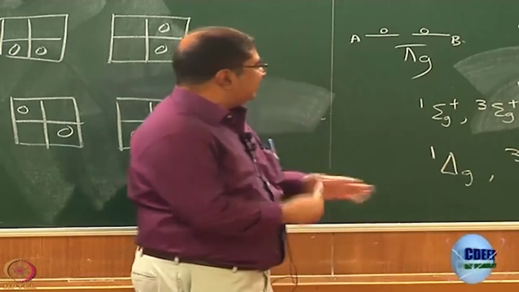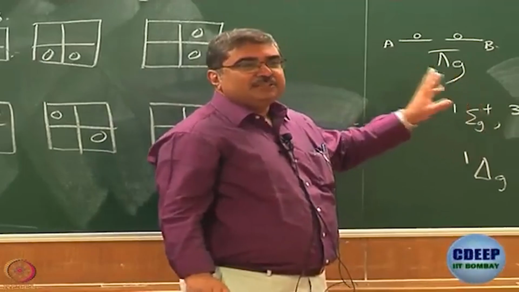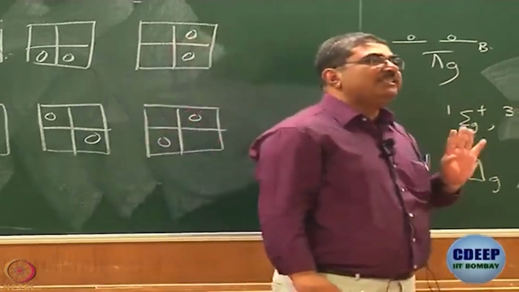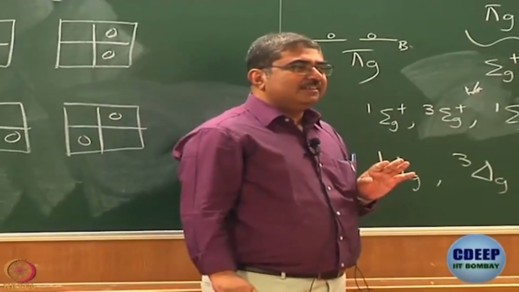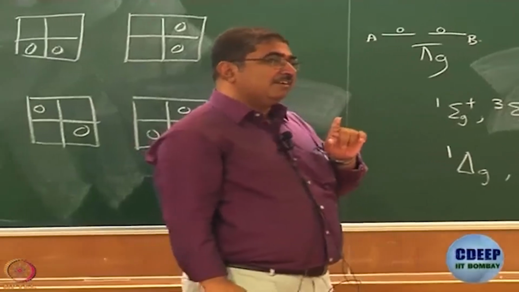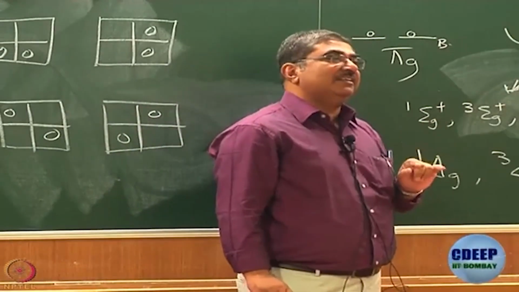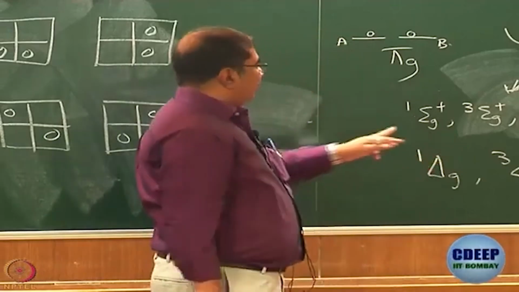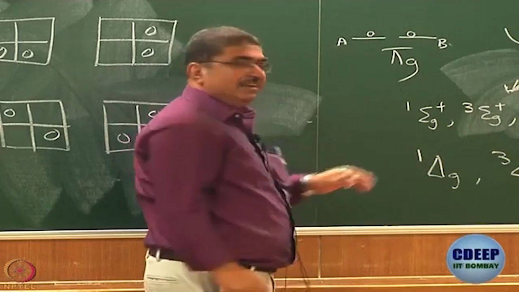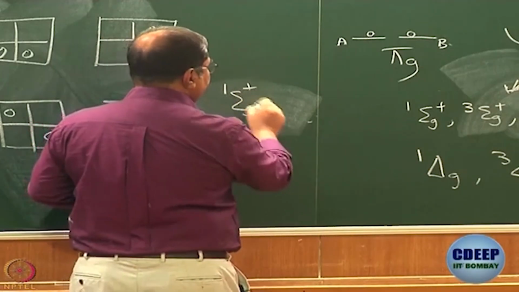Now, what I am saying is this, sigma G plus, I hope we all agree, is totally symmetric. So, the spin part must be antisymmetric. So, between singlet and triplet, which one is antisymmetric? Singlet, alpha beta minus beta alpha, right? Triplet is alpha alpha, beta beta, alpha beta plus beta alpha. Triplet is symmetric. So, only singlet sigma G plus will survive, triplet sigma G plus will not be there. So, I will just write singlet sigma G plus will be there.